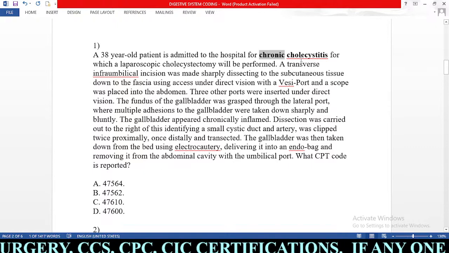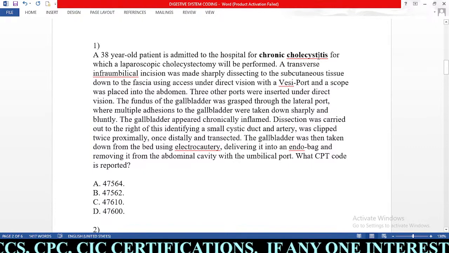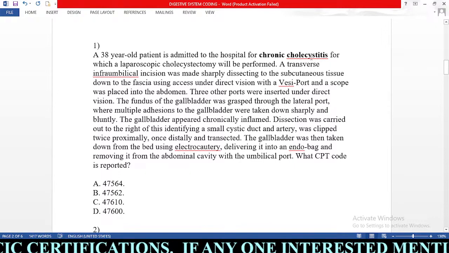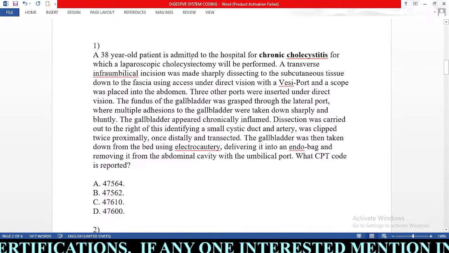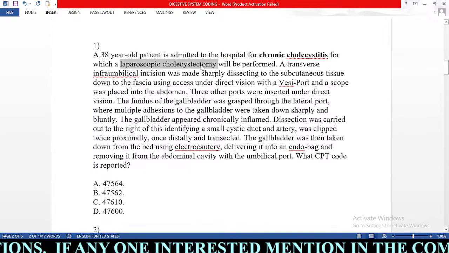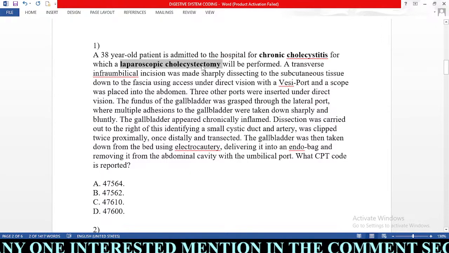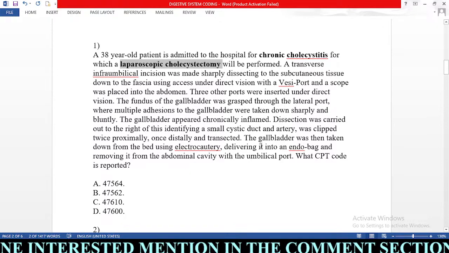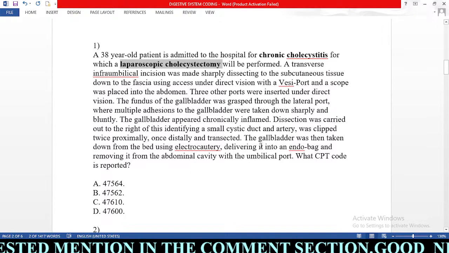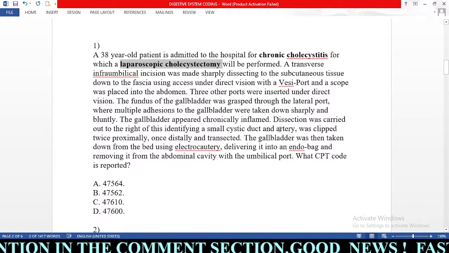Chronic cholecystitis: cystitis means inflammation, and cholecysto means gallbladder. So it is inflammation of the gallbladder, for which a laparoscopic cholecystectomy is given. But the physician gives laparoscopic cholecystectomy here, while if you go down, they will perform open cholecystectomy. So in order to remove that problem, we need to read the whole operative report.